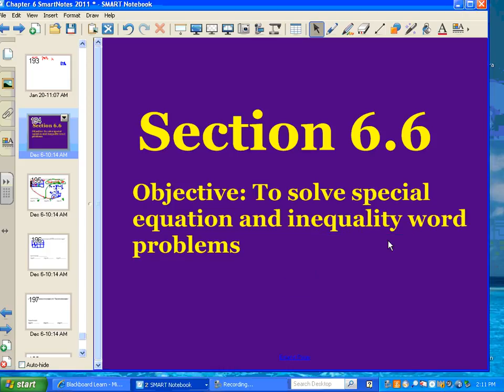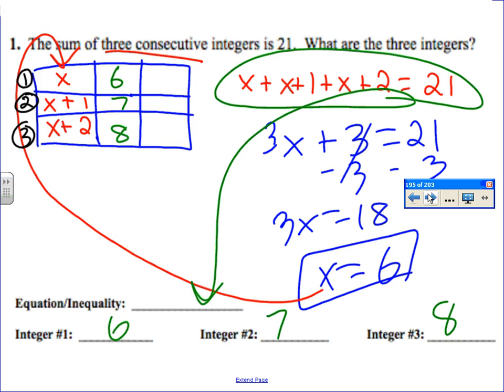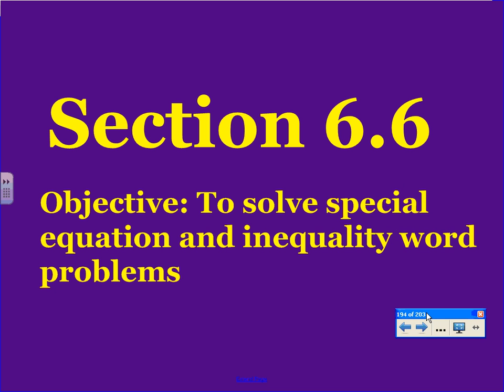Okay, we're going to start with number 2. So our objective is to finish up solving special equation and inequality word problems, which is just consecutive integers. Review from yesterday. You guys told me that a consecutive integer or anything that's consecutive means it goes in order. Okay? How did we represent regular consecutive integers yesterday? So if I just asked you, how do you set up a problem if it's a consecutive integer?